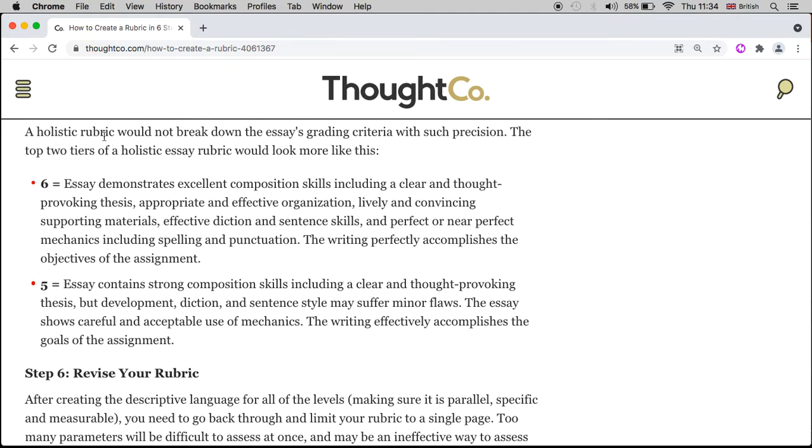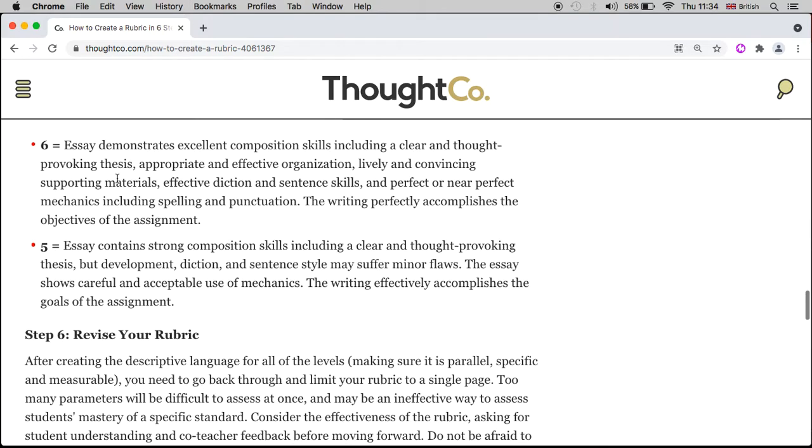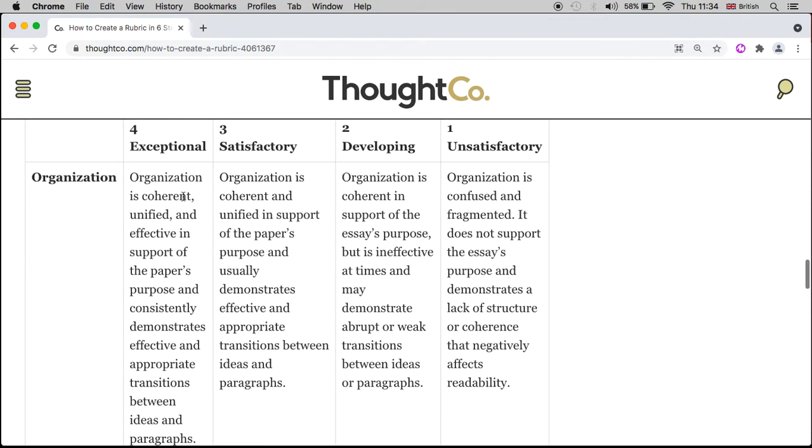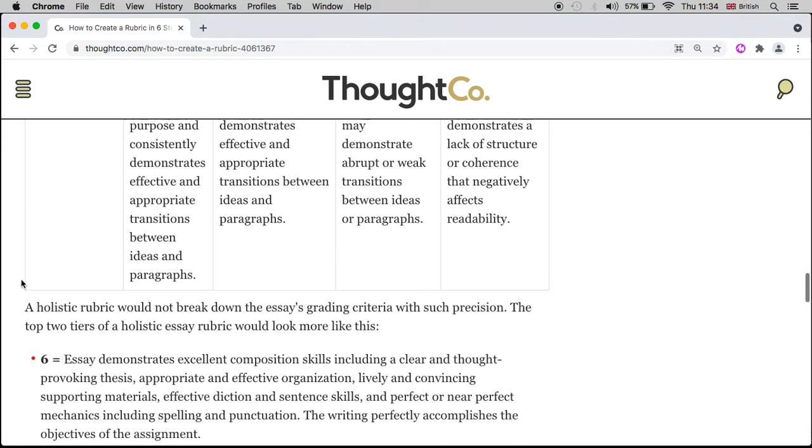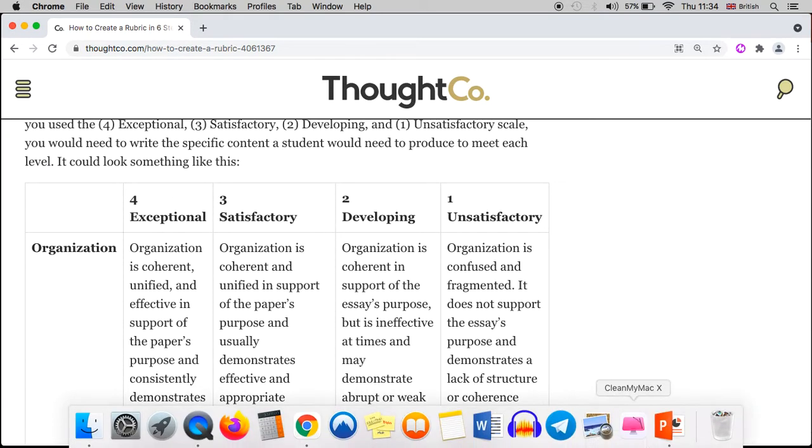Now, a holistic rubric isn't going to do it this way. So a holistic rubric might look more like 6, for the whole essay. The essay demonstrates excellent composition skills, thesis, organization, lively and convincing materials. So what we see here is everything is all in that one descriptor, right? This is a descriptor for an analytic rubric. So the holistic rubric descriptors will look different. So basically that's how you decide on descriptors.